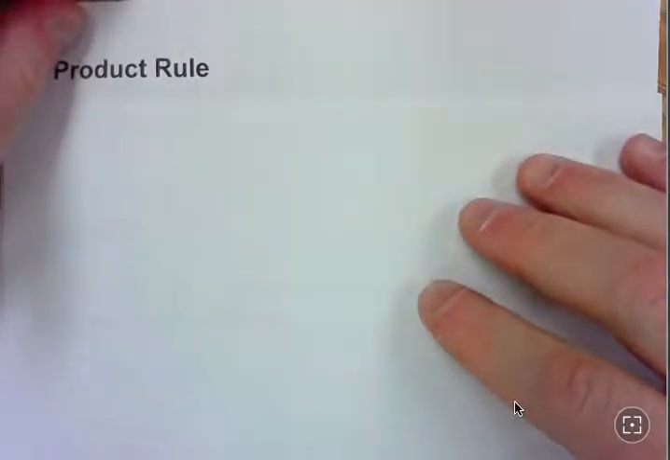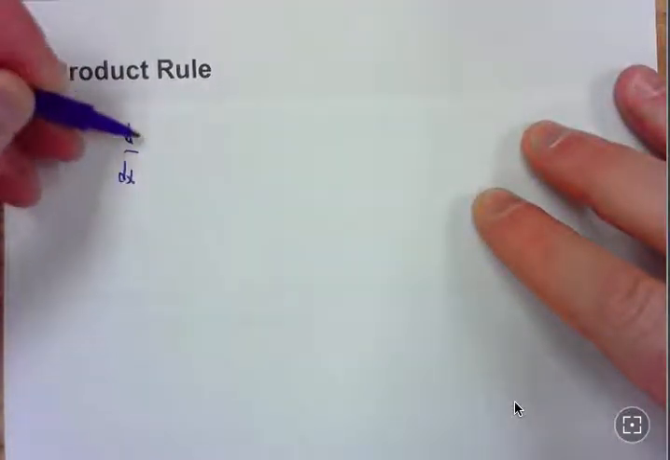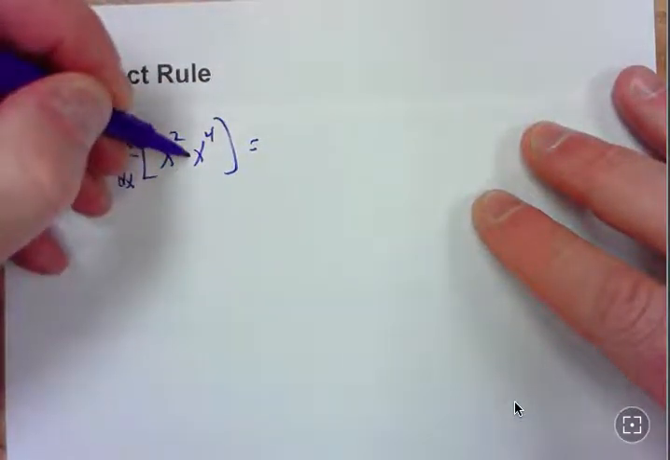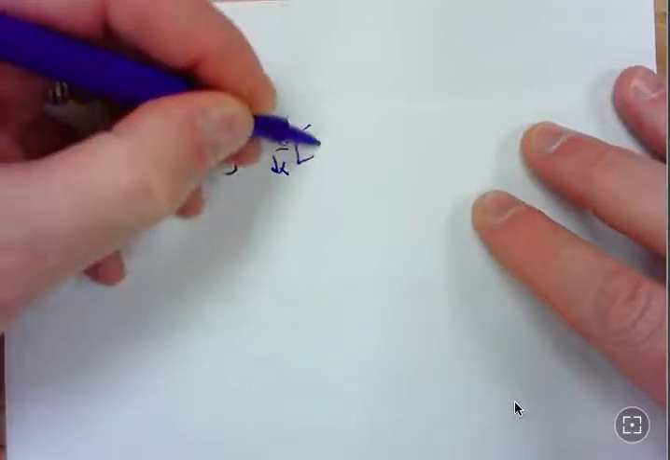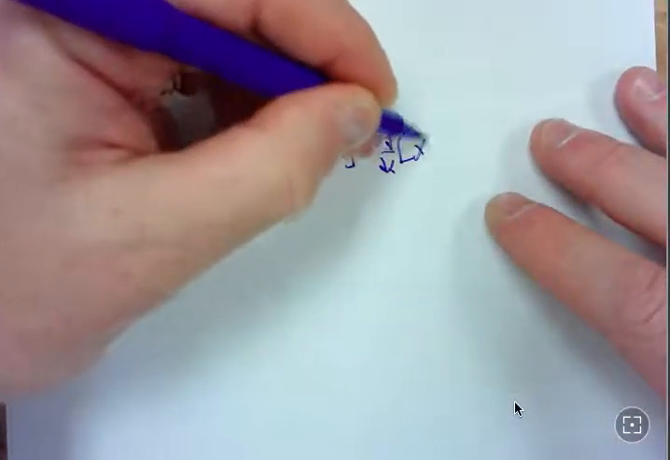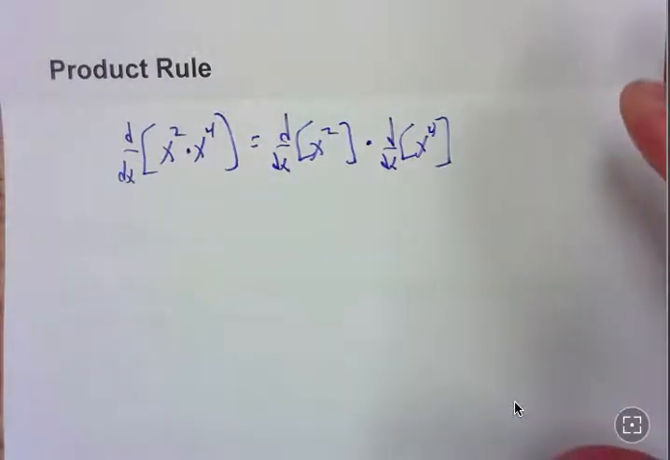Okay, let's go. We're going to talk about two rules today, the product rule and the quotient rule. The product rule is for when we have the product of two functions. Now, if you remember, Tuesday in class I said, don't do this. Don't say that the derivative of the product is the same as the product of the derivatives. Don't do that, because that's not true.